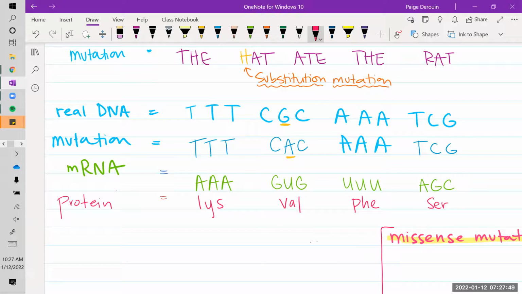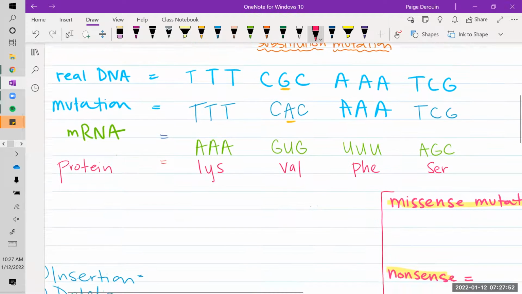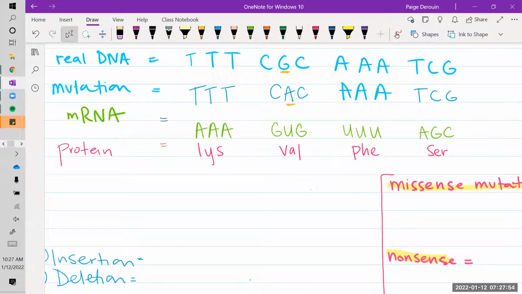And once you're done, you can check your work with mine on the board. That's what you got? Okay. And remember that these would be linked together now to make a protein. But let's take a moment to figure out what it should have been.